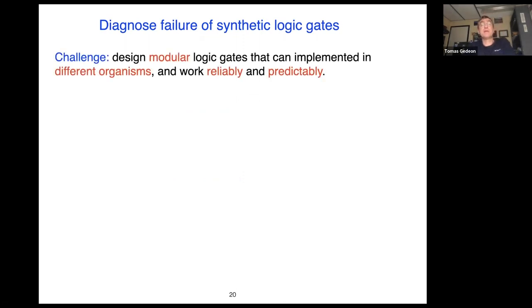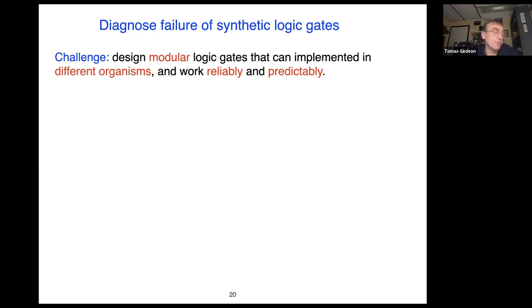This is work which is ongoing, in collaboration and under the auspices of a DARPA project. The idea which many synthetic biologists around the country have is to design networks which will do something like we have done in electronics. Take some parts, build something together, maybe logical gates, which can be implemented in E. coli, maybe in human, maybe in other places, and they will predictably and reliably work as designed.